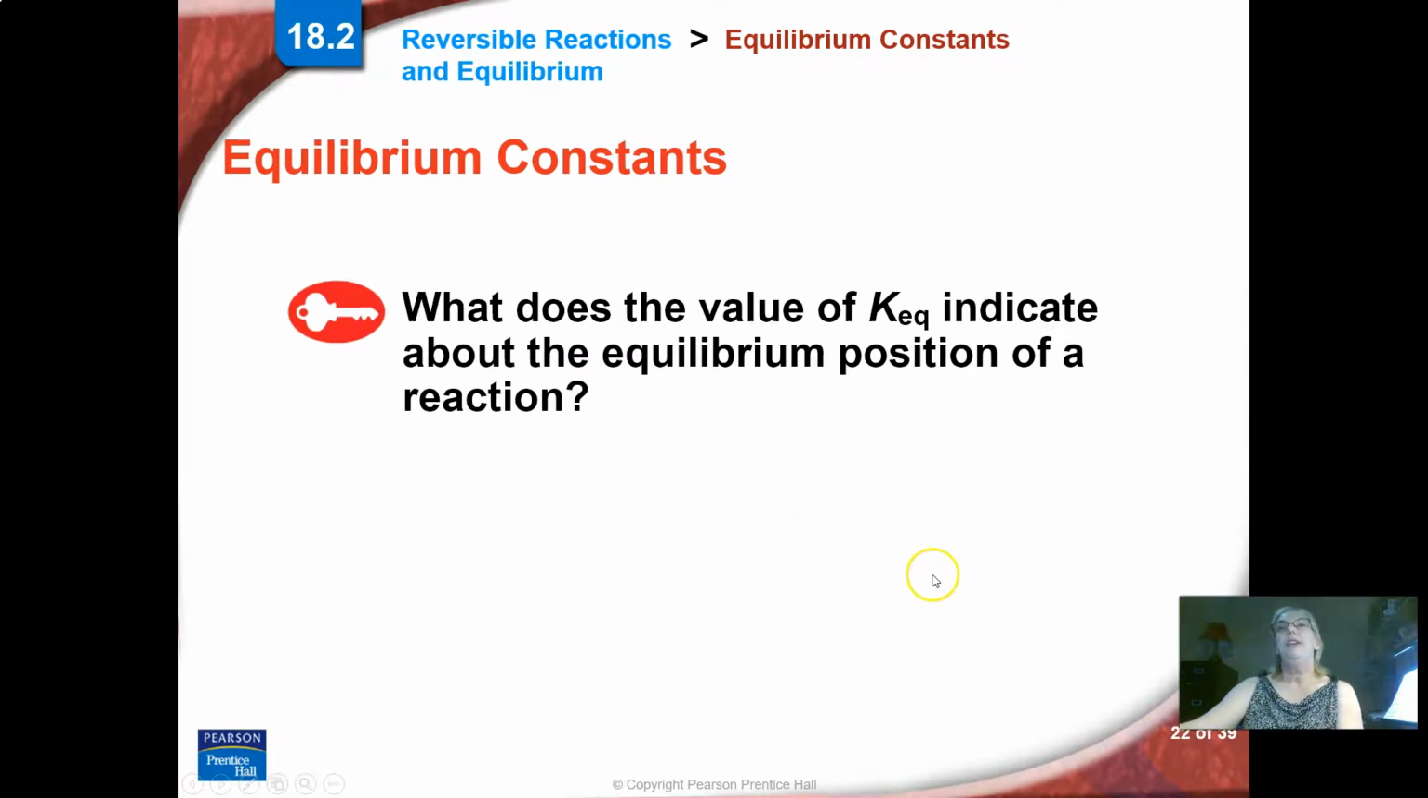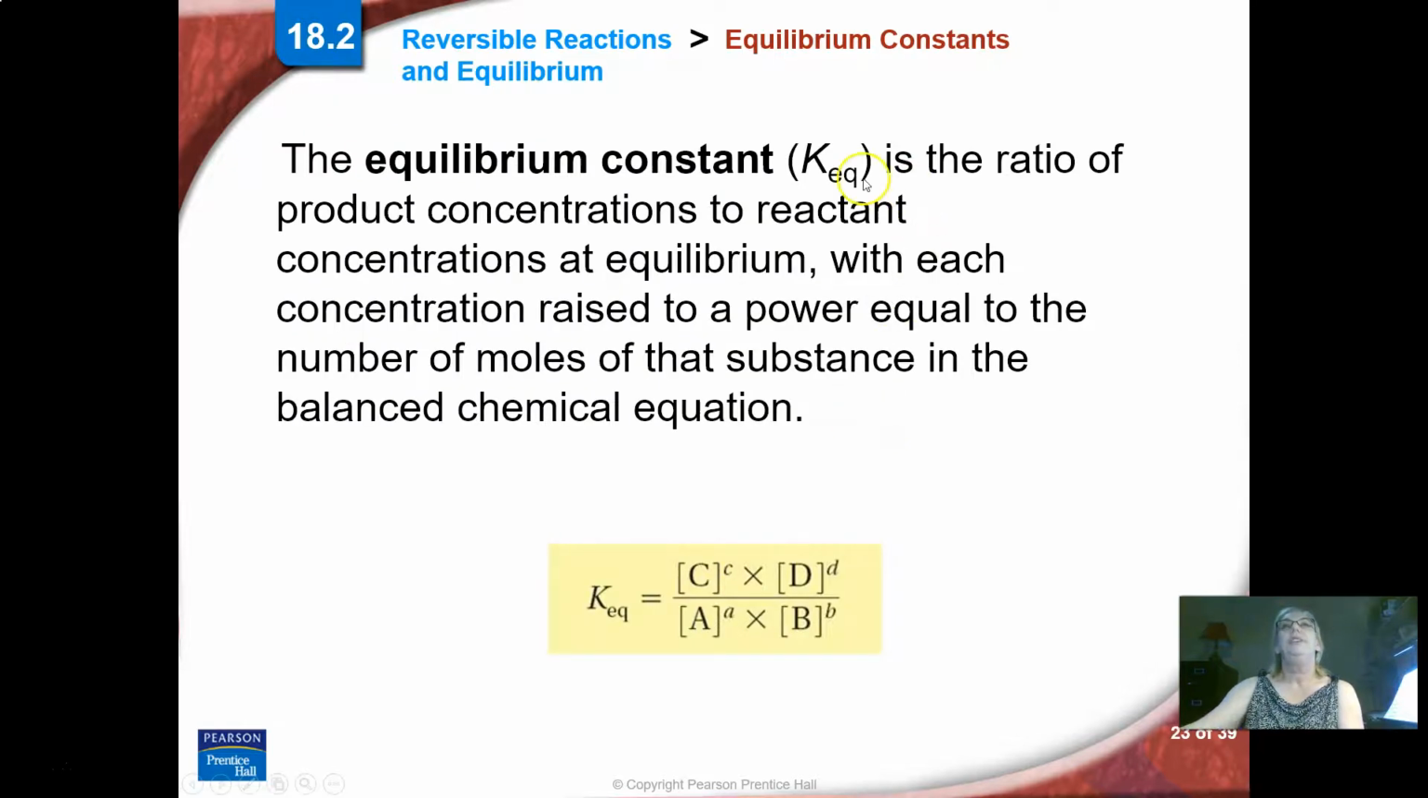So we're going to be able to figure out a math equilibrium constant called KEQ. K in chemistry is always a constant. So we're going to look at how to figure out the math of this. KEQ is a ratio of products over reactants, and these brackets mean molarity. These letters are our products, these letters are our reactants, and these things are exponents, and these have to do with the balanced equation. These are the numbers, the coefficients in front.